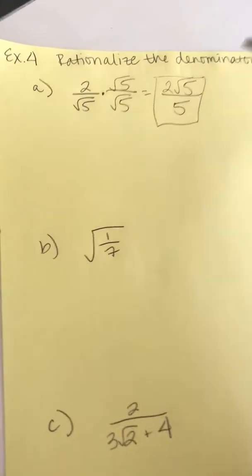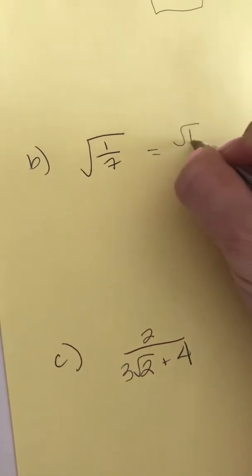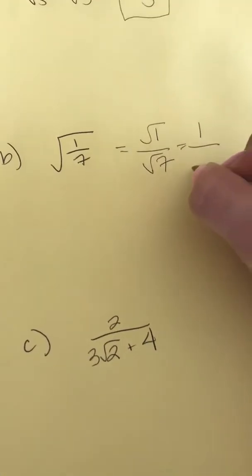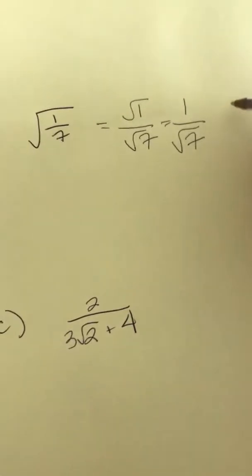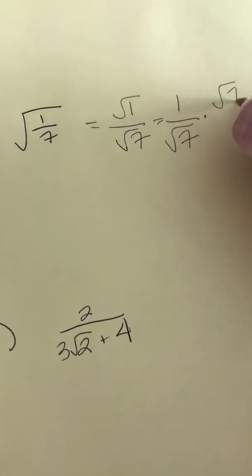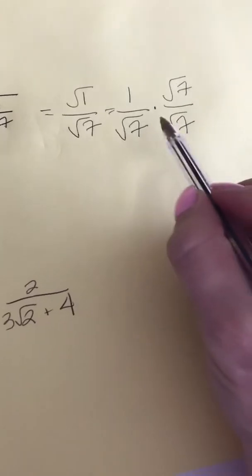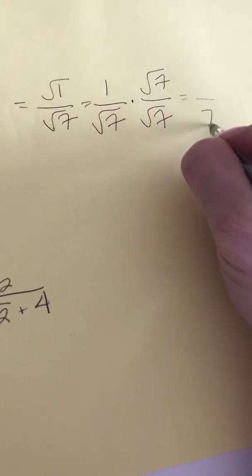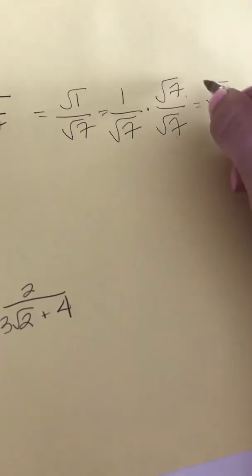The whole point of rationalizing the denominator is to write it so that you don't have a radical in the bottom, and now we don't. Okay, on this one, first of all, think of this as this, same thing, and then square root of 1 is 1, so really, it's just this. So in order to rationalize, we're going to multiply by square root of 7 over square root of 7. So on the bottom, square root of 7 times square root of 7 gives me 7. And on the top, 1 times square root of 7 gives me square root of 7. That's it.